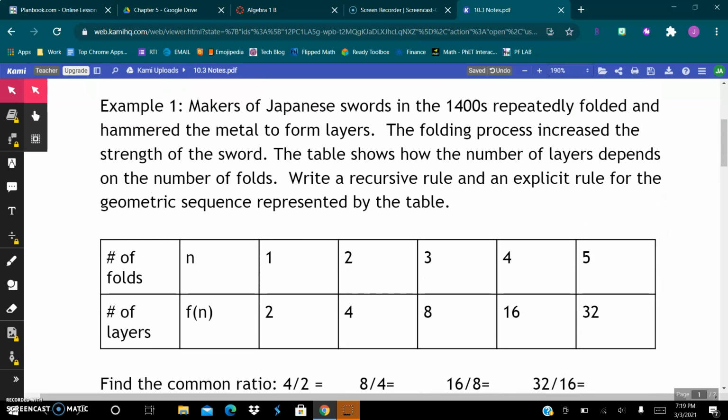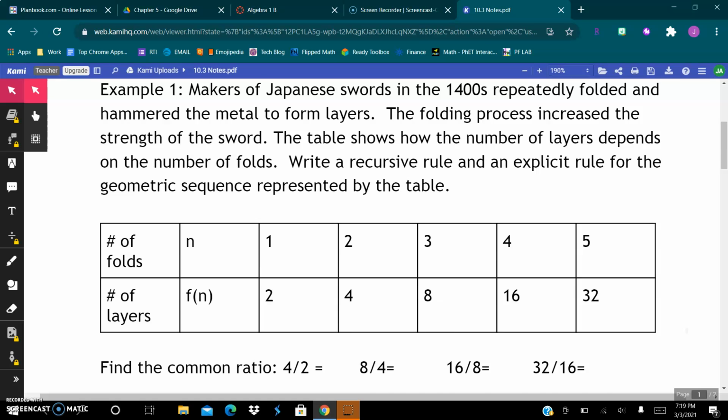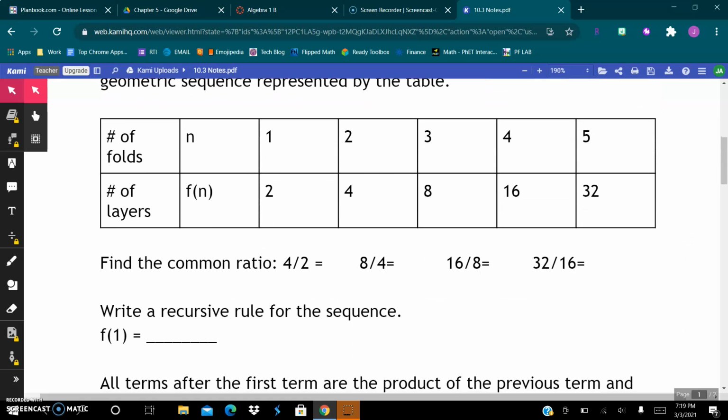All right, example 1 says that makers of Japanese swords in the 1400s repeatedly hammered and folded the metal to form layers. The folding process increased the strength of the sword. The table shows how the number of layers depends on the number of folds. Write a recursive rule and an explicit rule for the geometric sequence represented by the table. The number of folds is at the top and the number of layers is at the bottom.